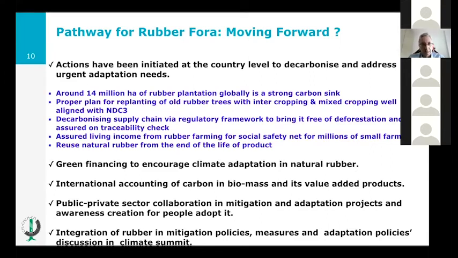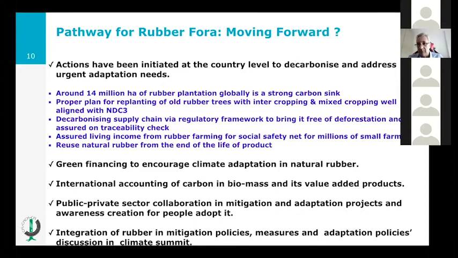And then decarbonizing the supply chain via a regulatory framework to make it free of deforestation, with an assured traceability check on the land origin. Because this is indirectly an encouragement for small farmers not to go for deforestation. And assured living income from rubber farming as a social safety net for millions of small farmers.